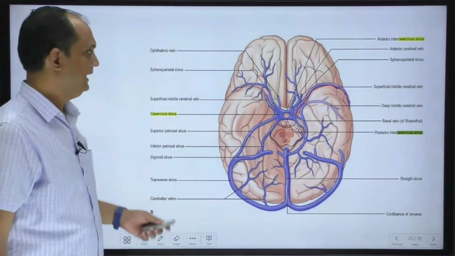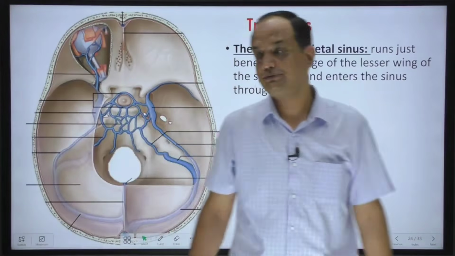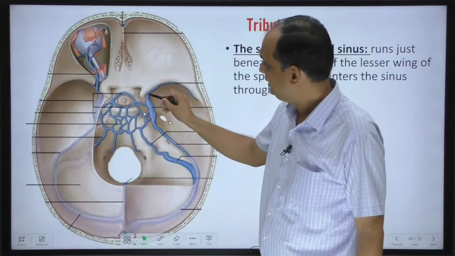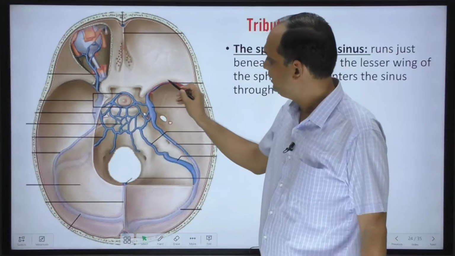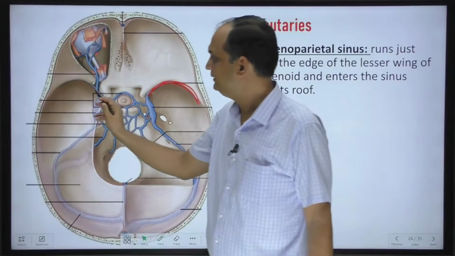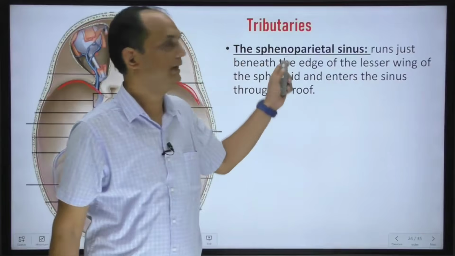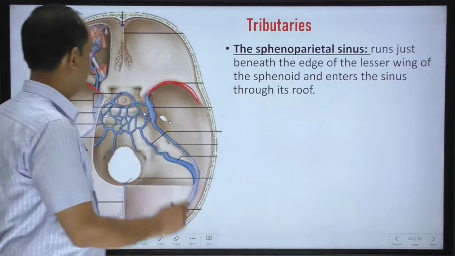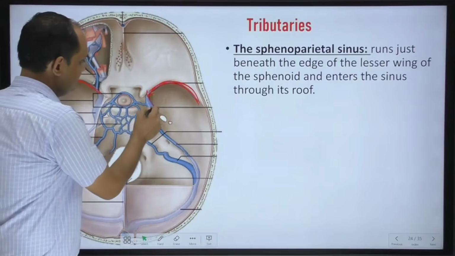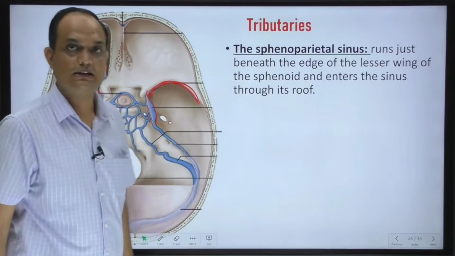Clear? Then you have the sphenoparietal sinus. Now this sphenoparietal sinus is present along the posterior margin of the lesser wing of sphenoid. So this is the area where you have this sphenoparietal sinus, and this sphenoparietal sinus ultimately opens into the anterior part of your cavernous sinus.